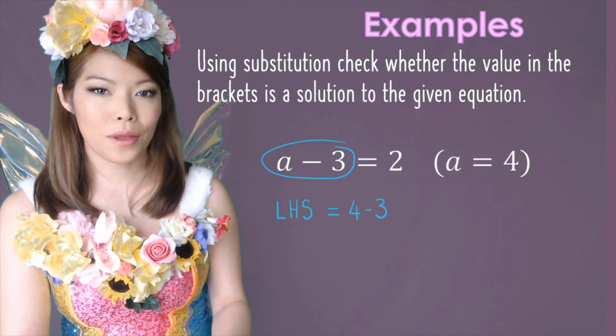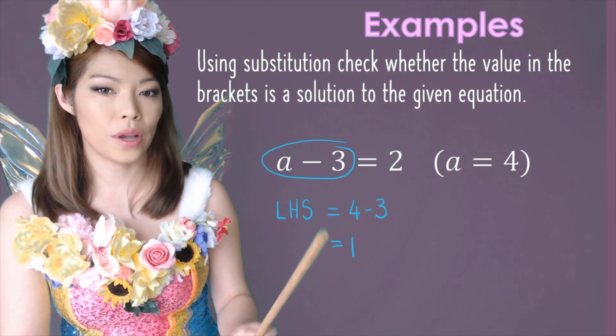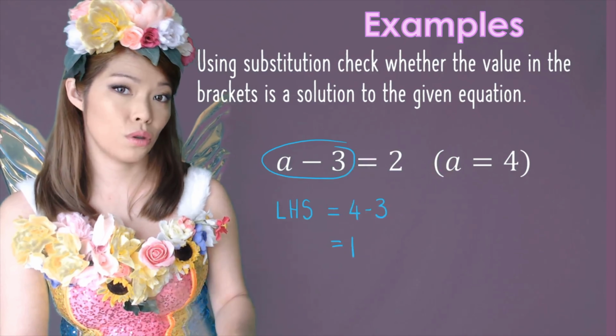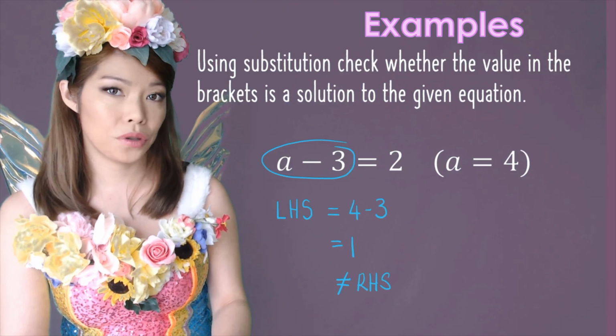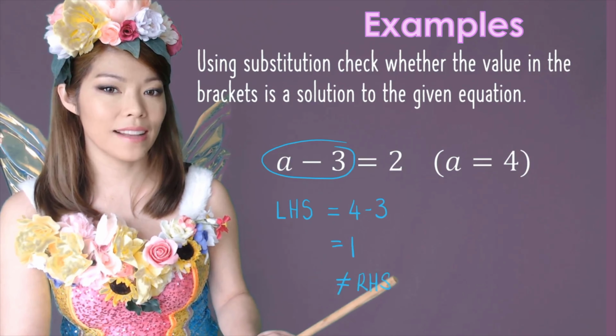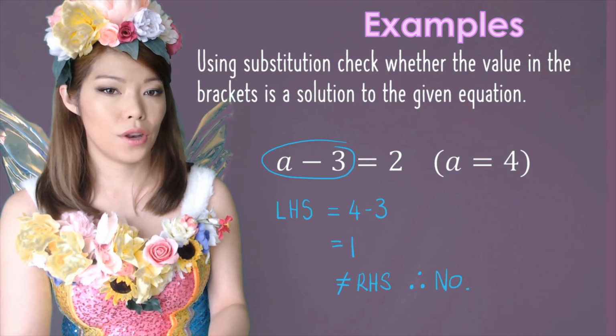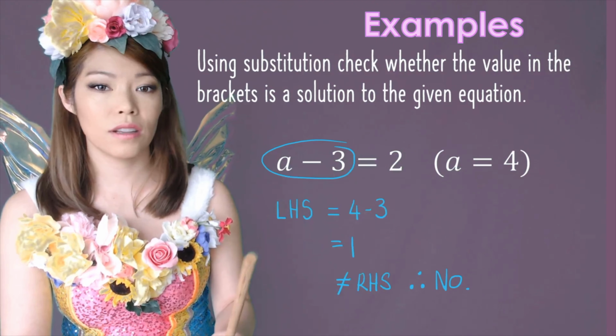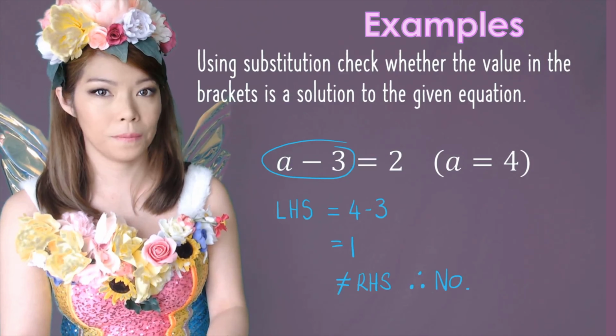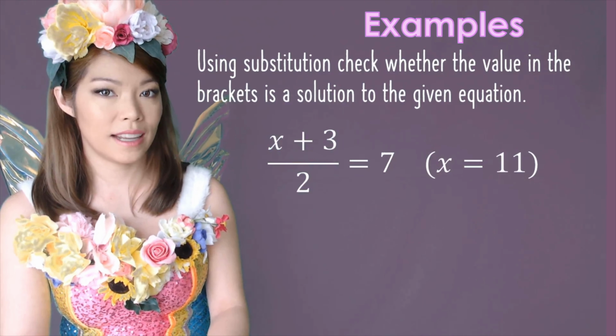And we compare it to the right-hand side, which is 2. And we can see that 1 is not equal to 2, or in other words, it's not equal to the right-hand side, RHS, and therefore we write therefore, which are the 3 dots, no. a equals 4 is not a solution to this equation. Let's try that other example underneath it.